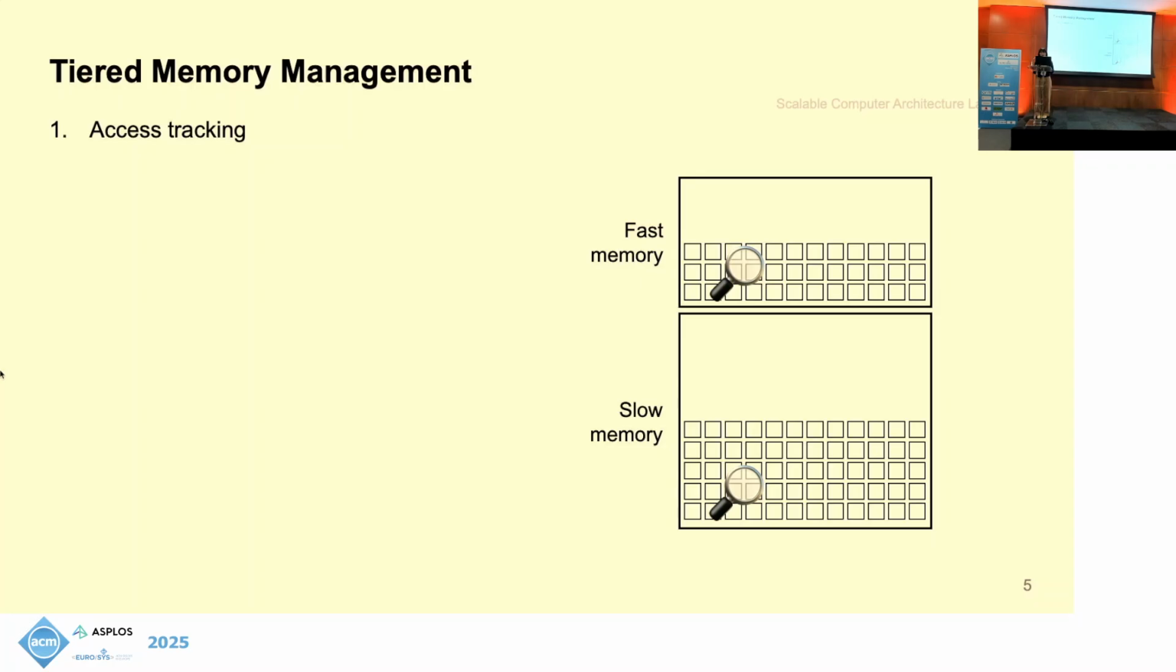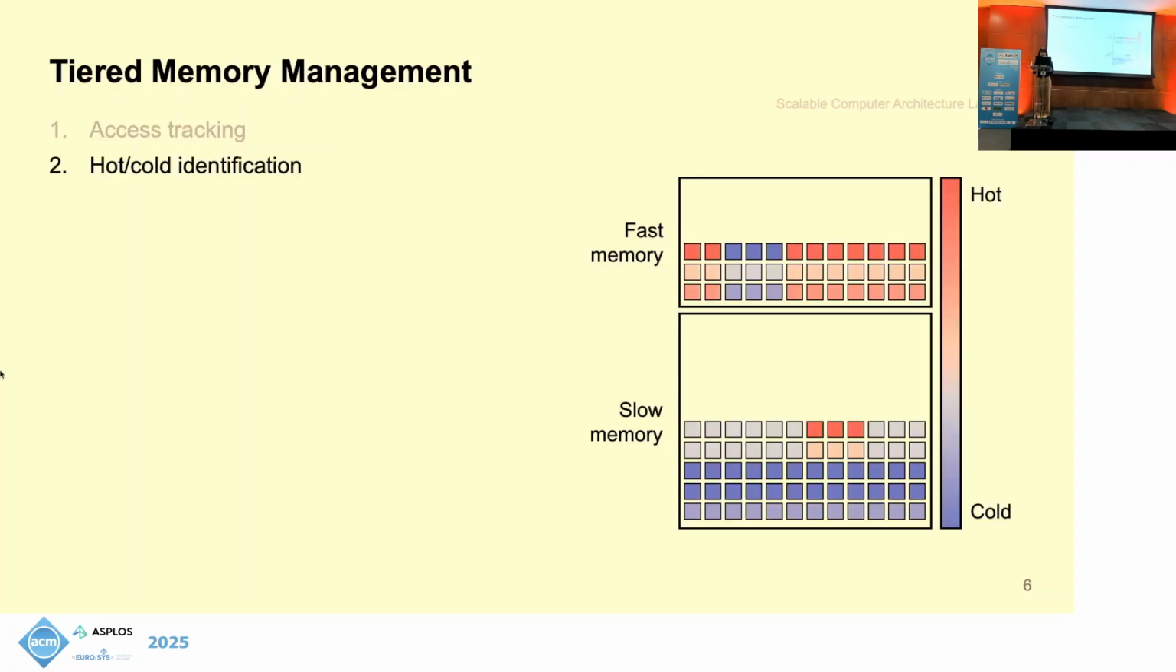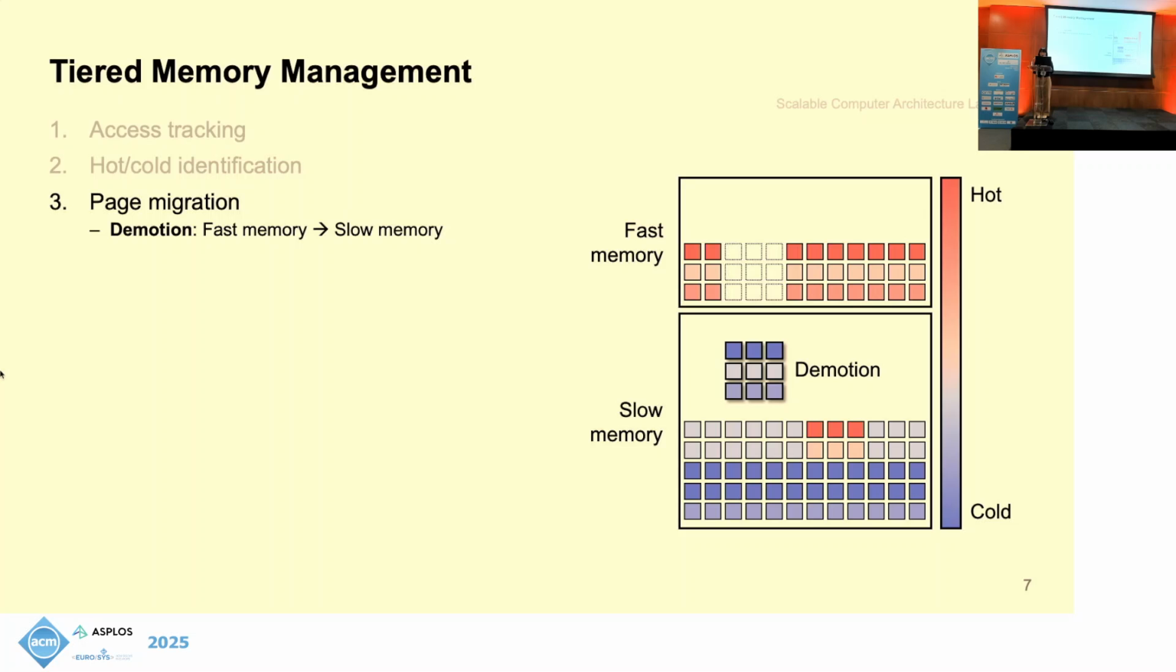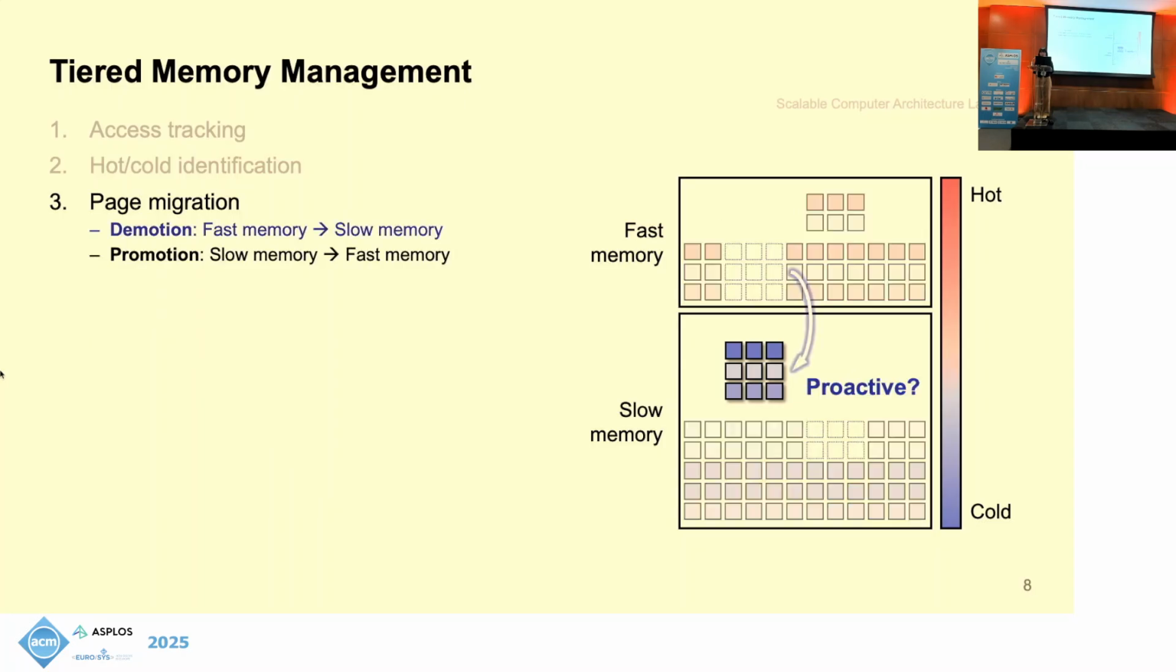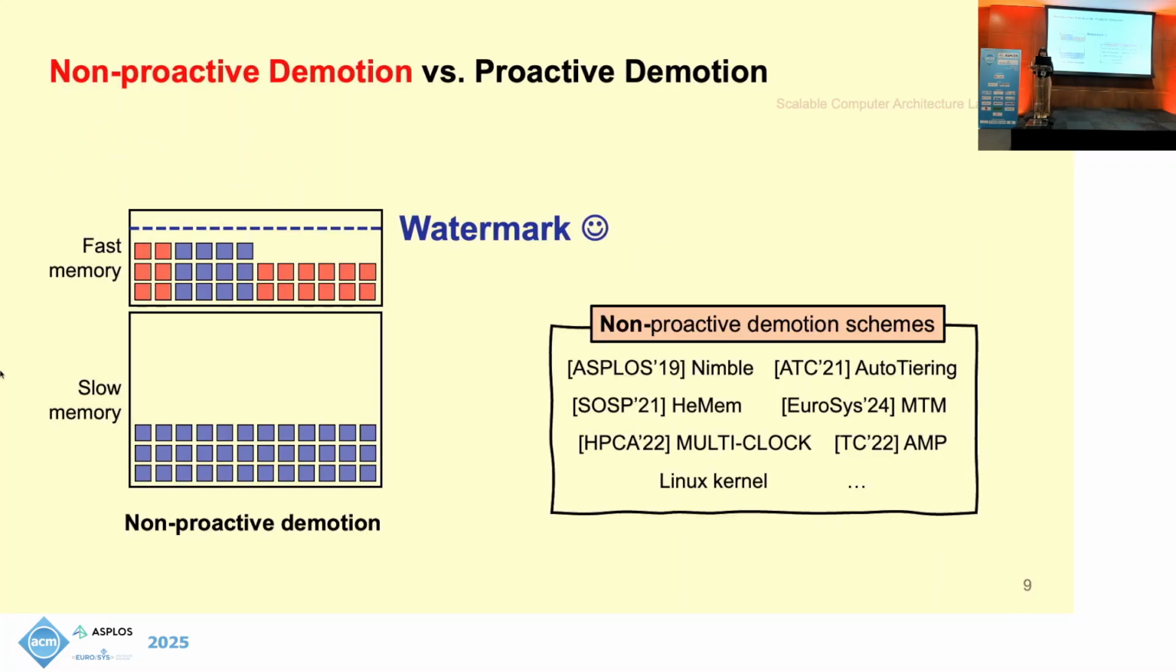First, they track access in various ways. Next, they identify the hotness or coldness of data. Finally, they demote cold data located in fast memory to slow memory, and promote hot data located in slow memory to fast memory. We classified existing works into two categories according to how they trigger demotion.